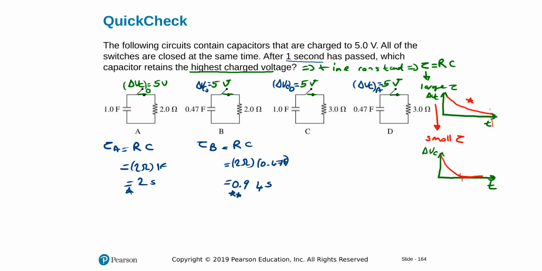Going with a similar approach, tau C will be 3 ohms times 1 farad, 3 seconds, the largest so far, and tau D will be 3 ohms times 0.47, smaller. So this one has the largest decay time. It will have the highest charged voltage.